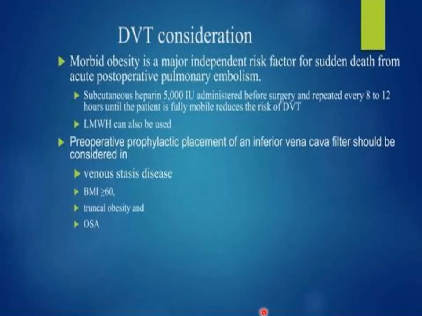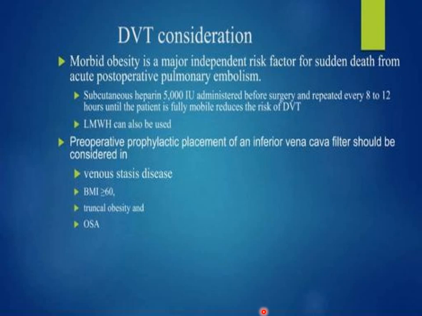The DVT consideration: morbid obesity is a major independent risk factor for sudden death from what? From acute post-operative pulmonary embolism. Subcutaneous heparin, 5,000 international units, is administered before surgery and repeated every 8 to 12 hours until the patient is fully mobile, reducing the risk of DVT.